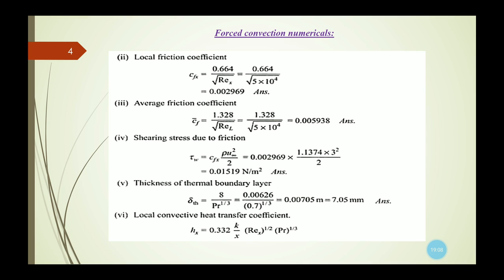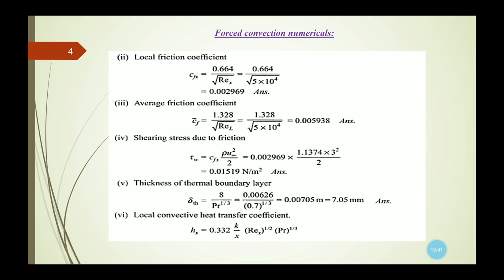Next, for the fourth part of this numerical, you need to calculate the shearing stress due to friction. Now the formula for the shearing stress is actually the local skin friction coefficient multiplied by the dynamic pressure, which is rho u square by 2, half rho u square. And in this formula all the values are known to us, or some of the values are given in this numerical. So putting all those values we can easily calculate the shearing stress, which we are getting as 0.01519 Newton per meter square.